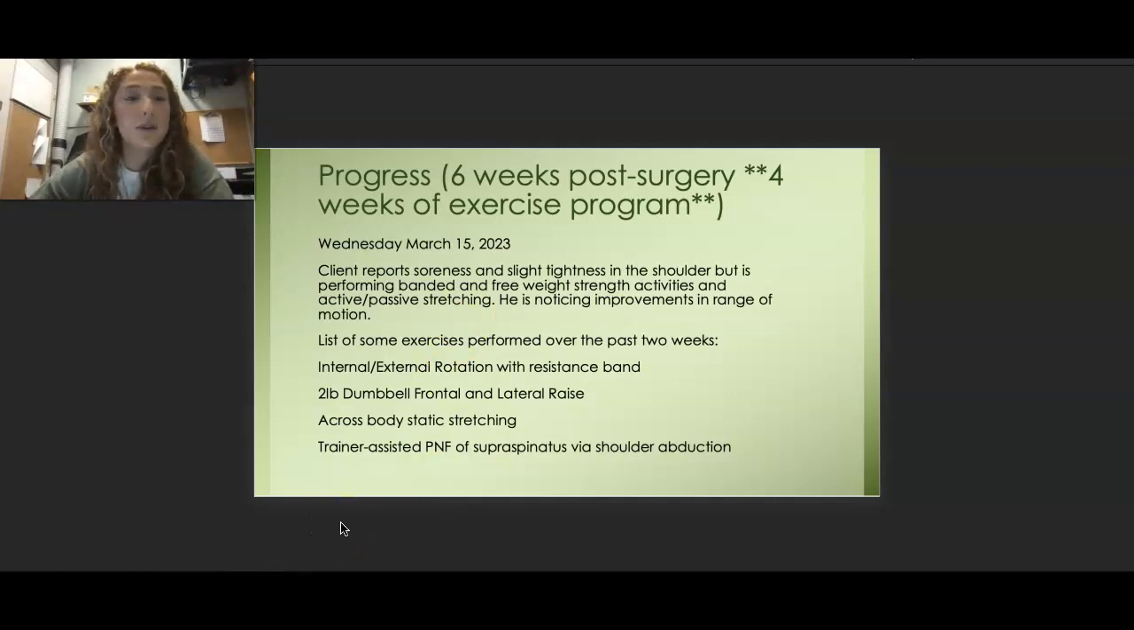I really enjoyed doing this project because I feel like I was able to see somebody come in the office, a client, patient come into the office with a really major concern and go all the way through surgical intervention, physical therapy, and an exercise program to really increase his quality of life and his range of motion and his strength. So that was great.